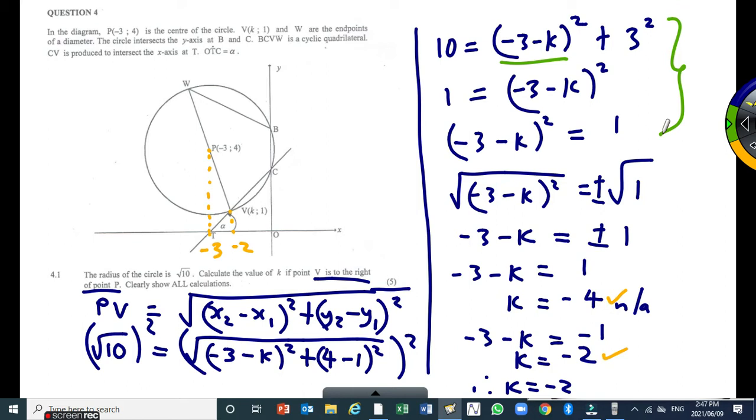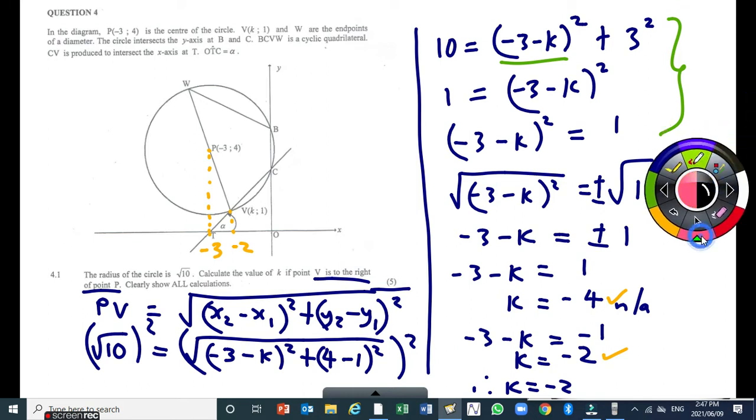With regard to the 3 squared, I didn't write this step: 10 minus 9 equal to minus 3 minus k all squared. One can write it down, but it's not necessary. All right. Any question?